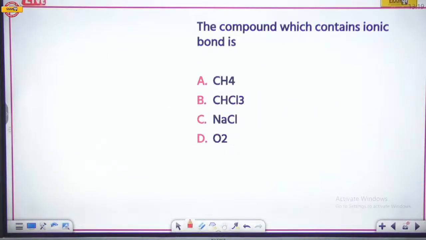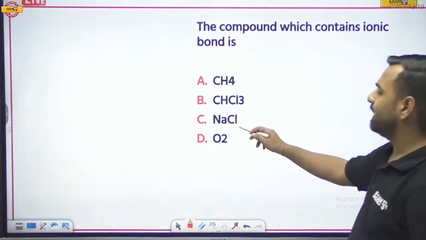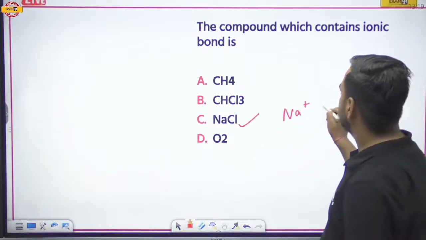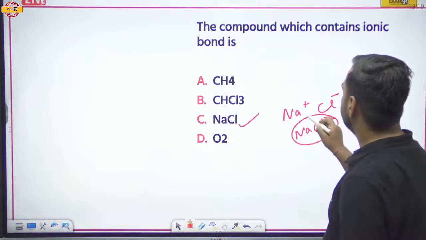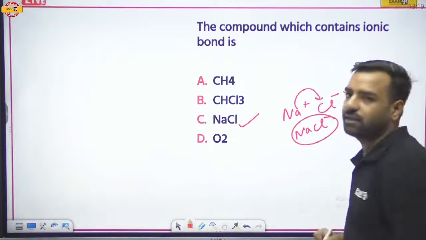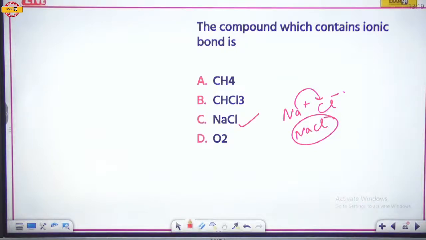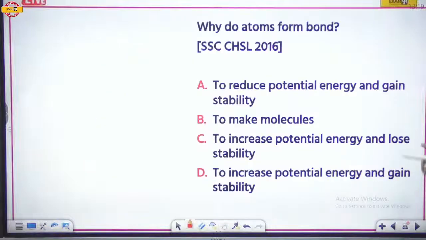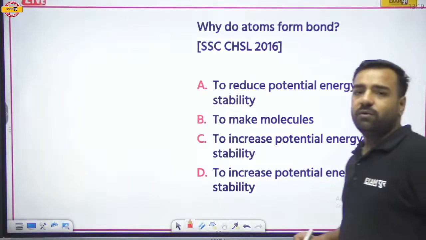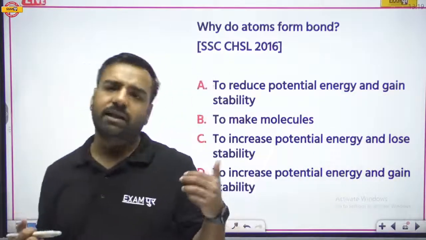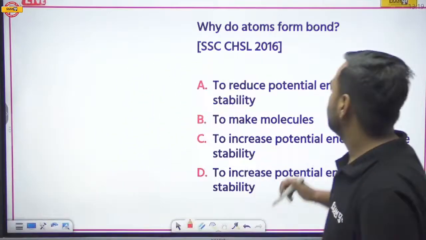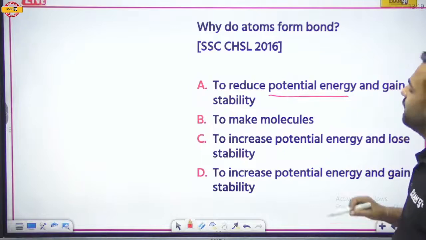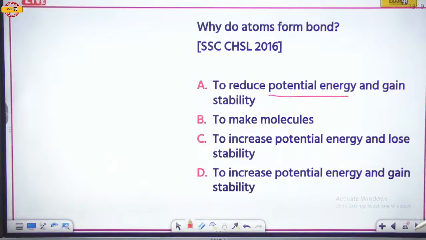Next, the question: the compound which contains ionic bond. Obviously NaCl: Na positive, Cl minus, force of attraction, and it becomes NaCl. That is, one donates the electron and the other gets the electron. So yes, transferring of electron means ionic bonding. Next, why do atoms form bonds? Obviously, to attain stability. We also want stability. These also want stability. But one more thing is to decrease the potential energy and to attain stability. So option A is going to be the correct answer.